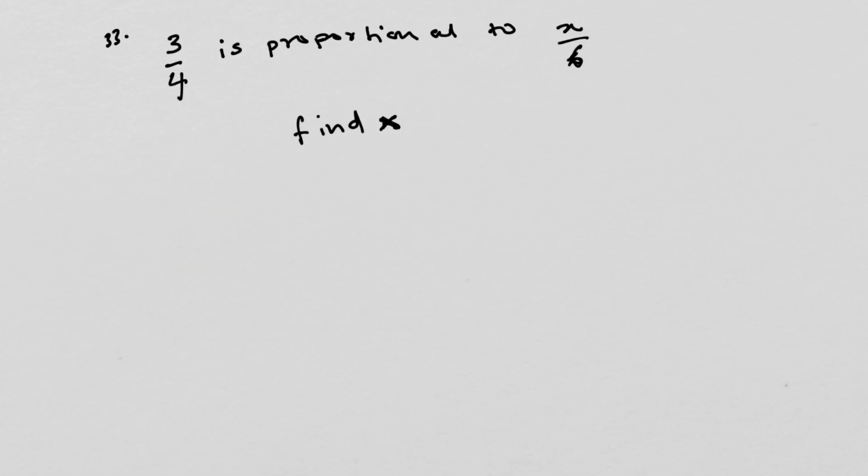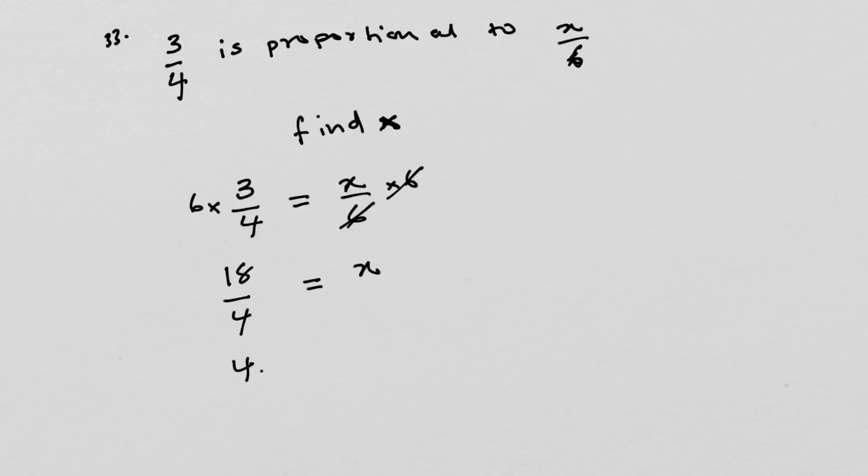Question 33. 3 over 4 is proportional to x over 6. Find x. When you have a proportion question, you can just equate them and solve for the variable. So we have 3 over 4 equals x over 6. We can multiply both sides by 6. This will cancel out. 3 times 6 is 18. Now 18 divided by 4 is 4.5. So x is 4.5.